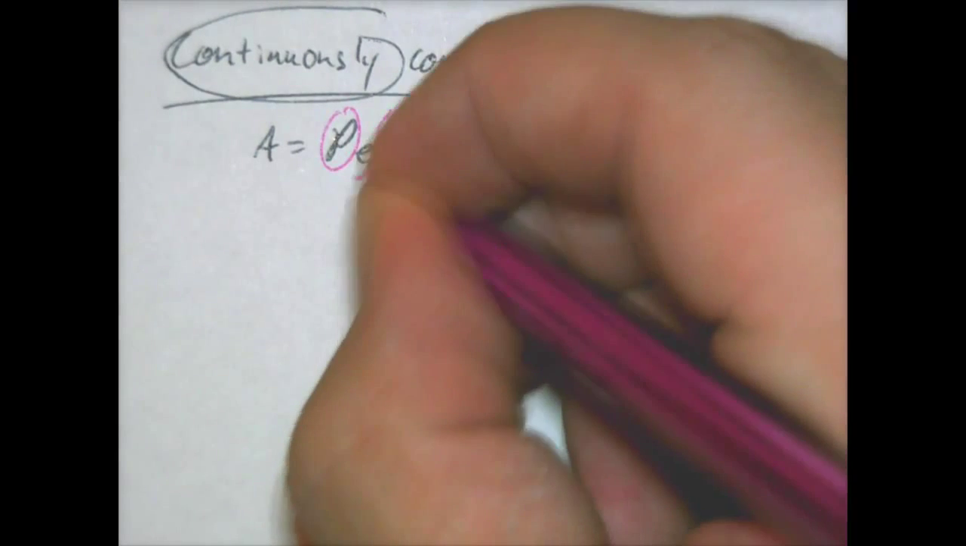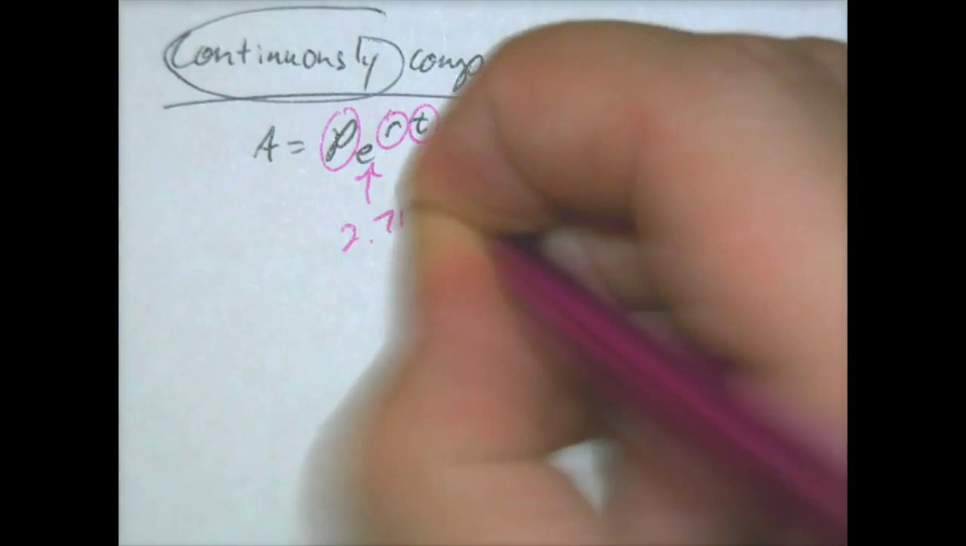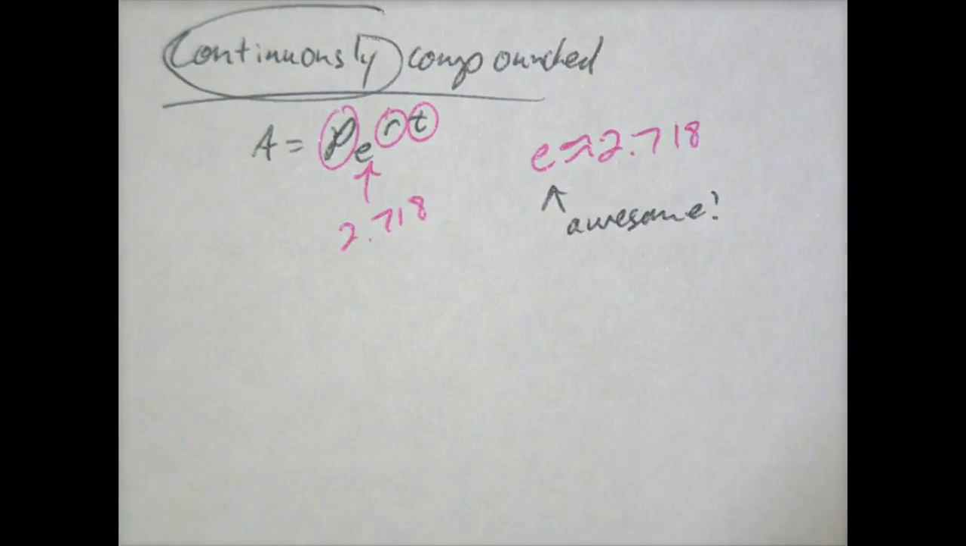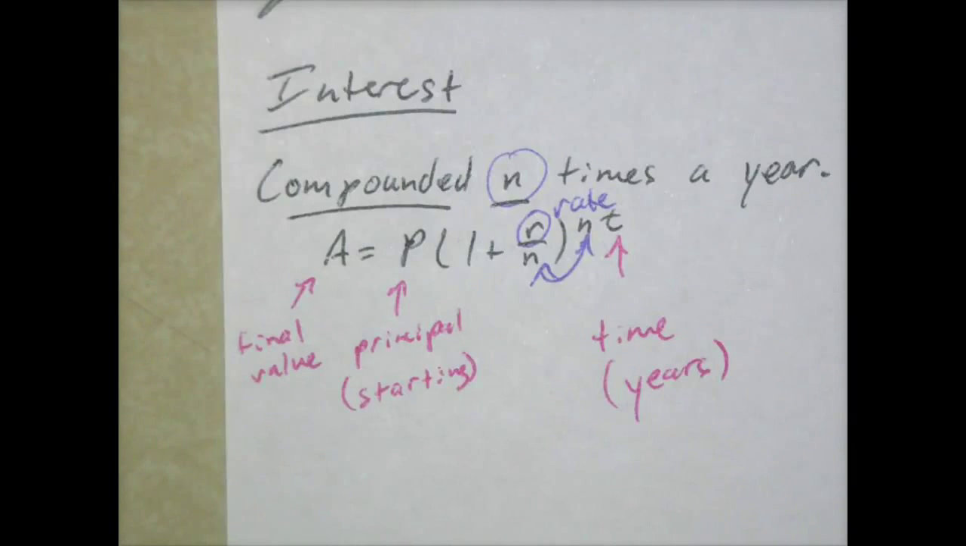Okay, so R stands for the same thing. T stands for the same thing. P stands for the same thing. This is 2.718. So there's nothing new about that formula other than it is continuously compounded. Make sure you pay attention to the wording. Compounded n times a year.